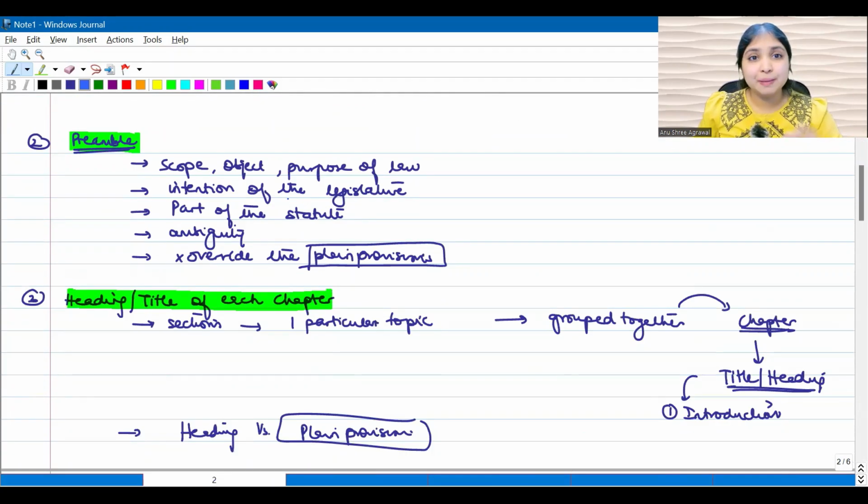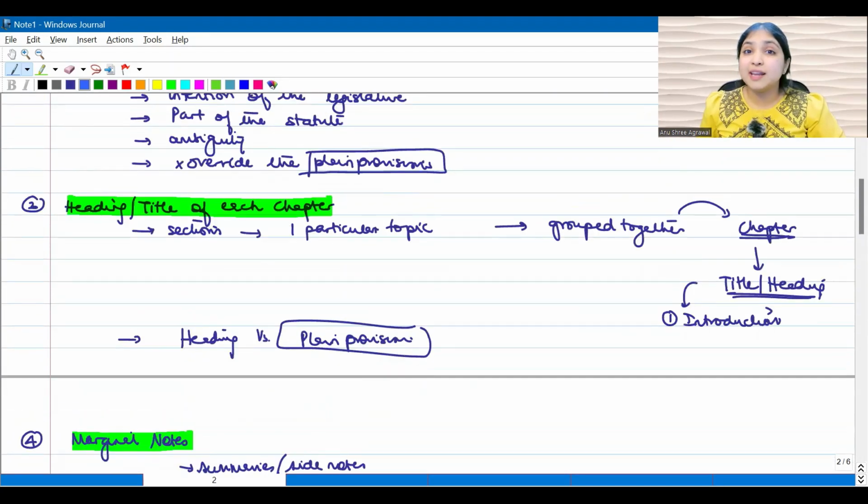Then we saw about preamble. Preamble expresses the scope, object, and the purpose of the act. It tells us the intention of the lawmaker. It is a main source to understand the primary intention of the lawmaker, why he even made the law. Preamble is a part of the statute, and whenever there is any ambiguity, whenever multiple meanings are possible, and you're confused which interpretation to pick, we can have a look at the preamble. The preamble may help us solve our interpretation issues. But it shall not override the plain provisions of the act.